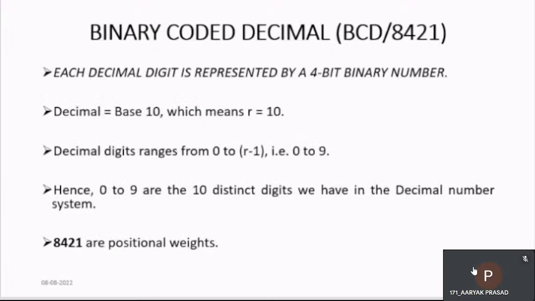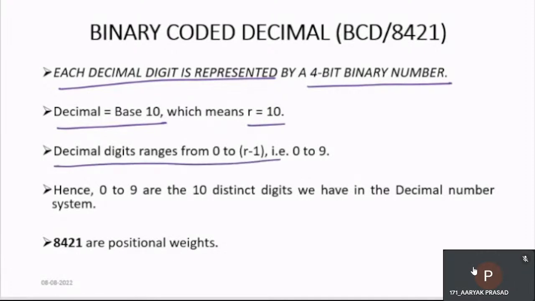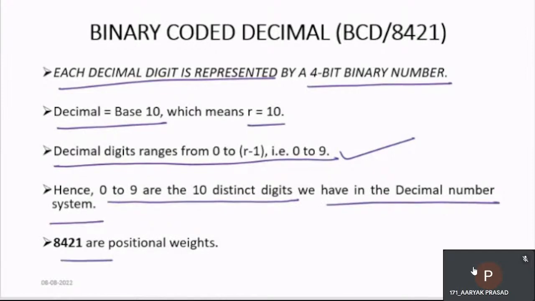Okay, you see, each decimal digit is represented by 4 binary bits. Decimal means base is equal to 10, when r is equal to 10. Decimal digits range from 0 to r minus 1, means 0 to 9. Hence, 0 to 9 are the 10 distinct digits we have in the decimal number system. 8, 4, 2, 1 are the positional weights.